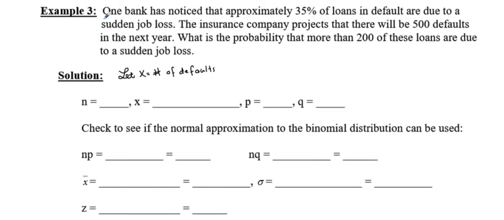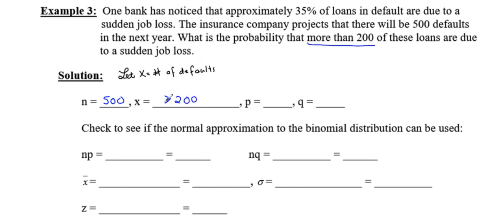So here's example 3. One bank has noticed that approximately 35% of loans in default are due to a sudden job loss. The insurance company projects that there will be 500 defaults in the next year. What is the probability that more than 200 of these loans are due to a sudden job loss? So in this case, our n value is 500. So that's your sample size. For x value, we want more than 200.